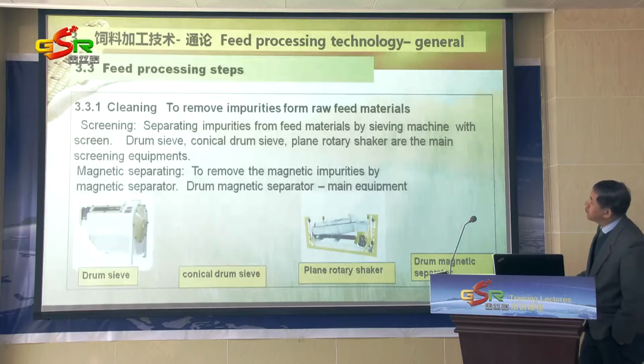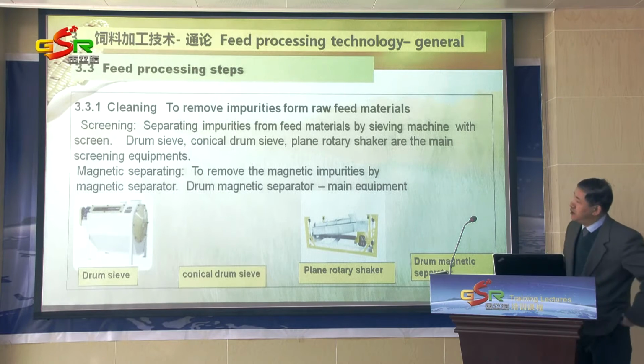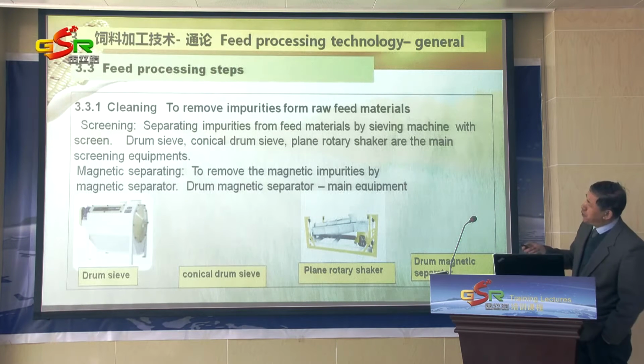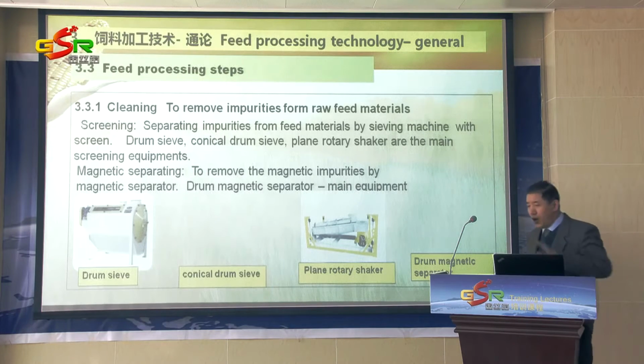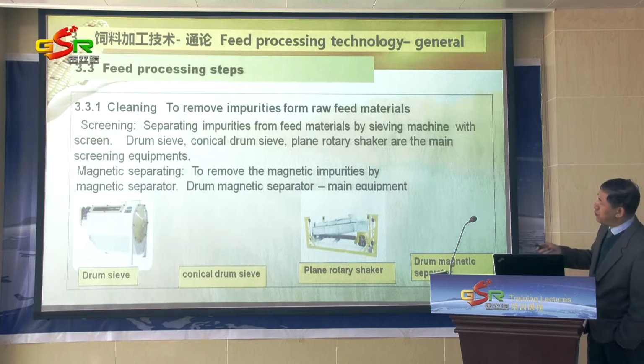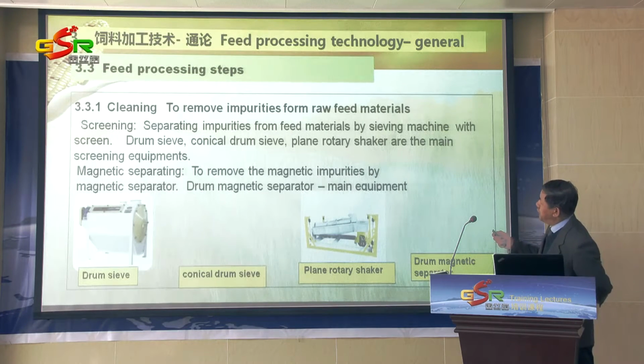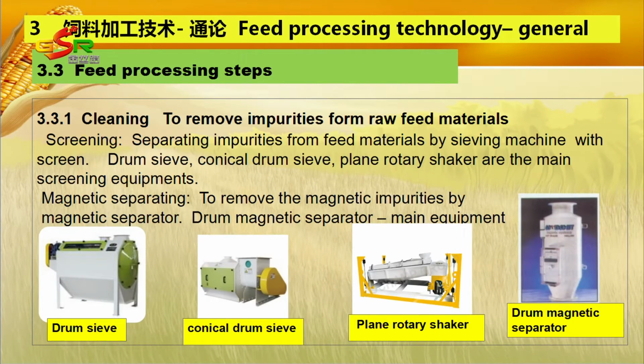Now let's introduce the processing sections and steps one by one. Feed processing steps. First is cleaning. All feed mills have a cleaning process, a cleaning section. Its purpose is to remove the impurities from raw material.